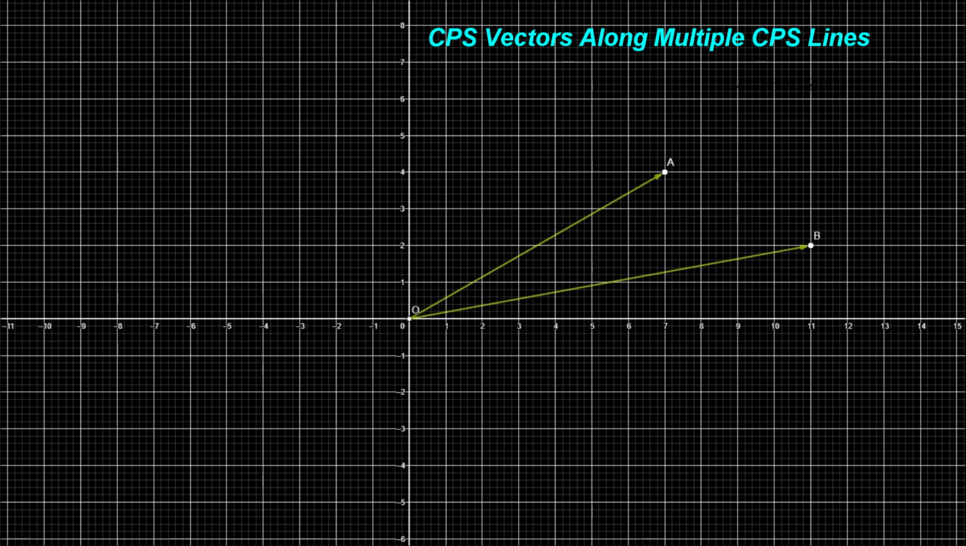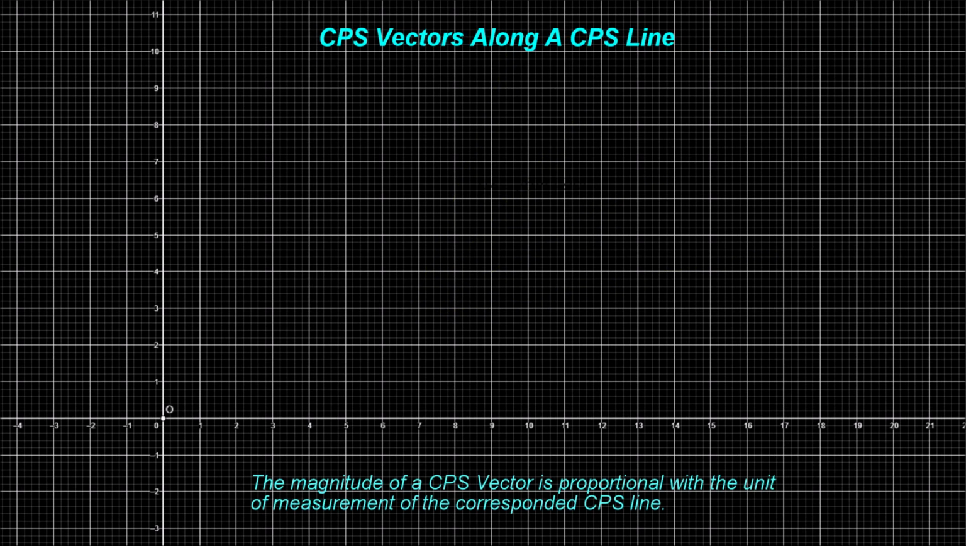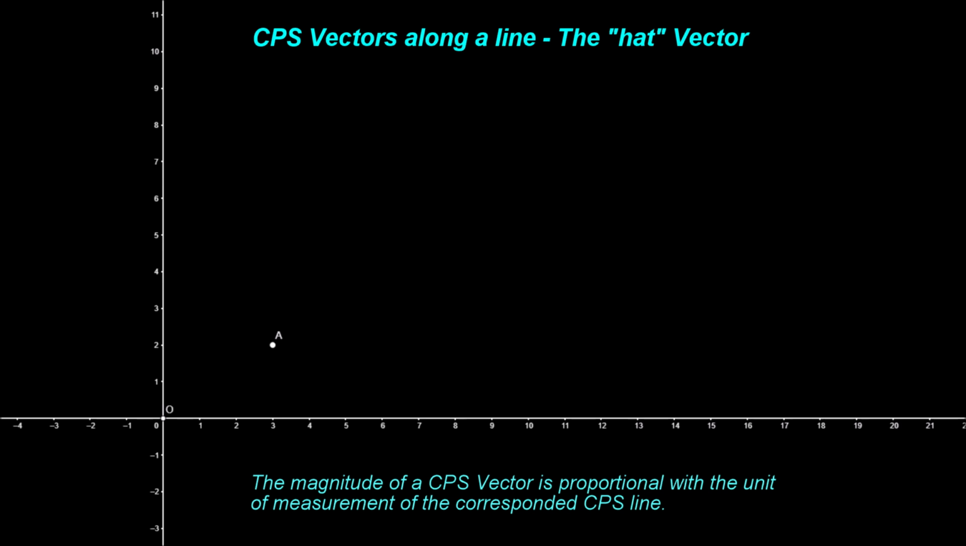From this definition, one can see that the orientation of a CPS vector is always along a CPS line. The magnitude of the vector is proportional to the unit of measurement corresponding to the CPS line. The proportionality factor is always an integer number. If the proportionality factor is equal to 1, then the corresponding vector is the smallest CPS vector that exists along that specified direction of space.